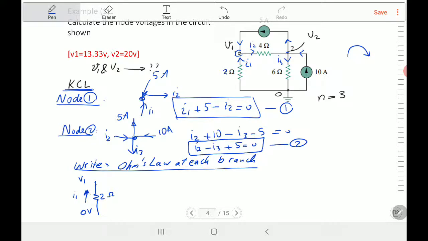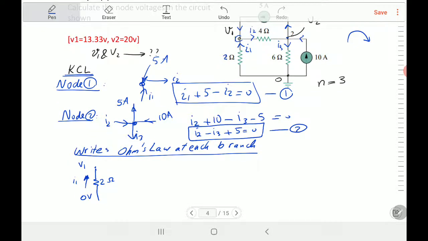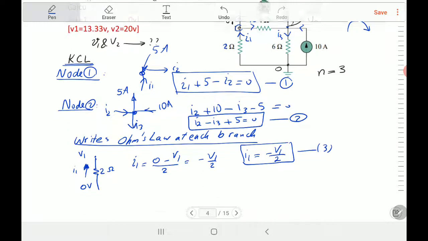So you write Ohm's law as I explained in the last slide. I1 is equal to 0 minus V1, because it's going in this direction, divided by 2 ohm. Ohm's law says, where is the direction of the current? Then you take this voltage minus this voltage. So you can say it's equal to minus V1 over 2. That's equation number 3. I1 is equal to minus V1 over 2.